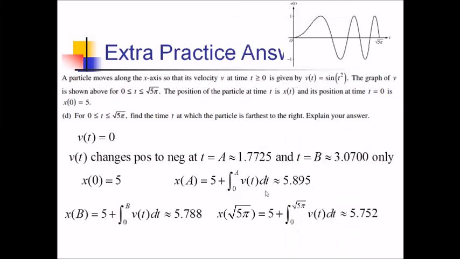So looking at my different candidates here, x of a gives me a higher number. And let's see, comparing that to the other numbers here, they're all pretty close, but it looks like x of a gave me the highest number. Therefore, our particle is farthest to the right at t equals a, which is really just this value of 1.7725.